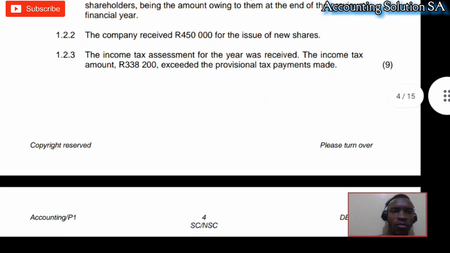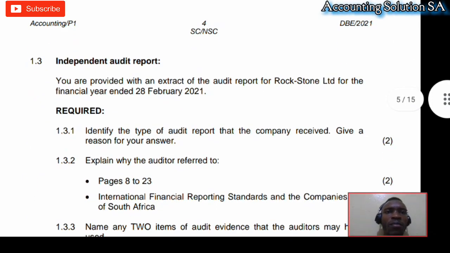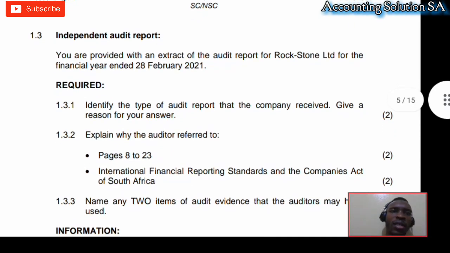Okay, let's review another question. We have an independent audit report. Then they said identify the type of audit report that the company received and give a reason. Remember, we have three different types of report. So guys, please make sure that you go and read all those different types of report. Don't cram the one that has been previously asked. Read three of them and understand how they apply.